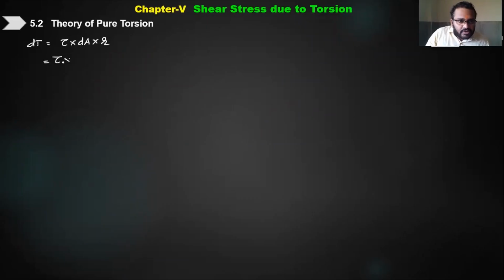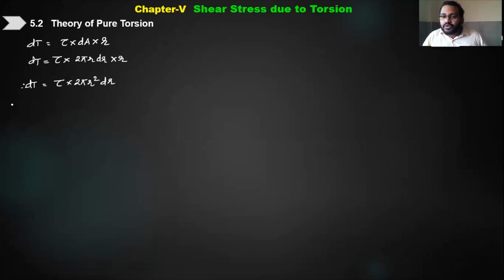Now tau as it is, what is your small area? It is 2 pi r into dr into this r again. So that is equal to your small amount of torque. So therefore my small amount of torque will be equal to tau into 2 pi r square dr, right? तो ये हो गया एलिमेंटल एरिया, बट पूरा क्रॉस सेक्शन कितना टॉर्क ट्रांसमिट कर रहा है तो वो भी हम लोग कैलकुलेट कर सकते हैं.